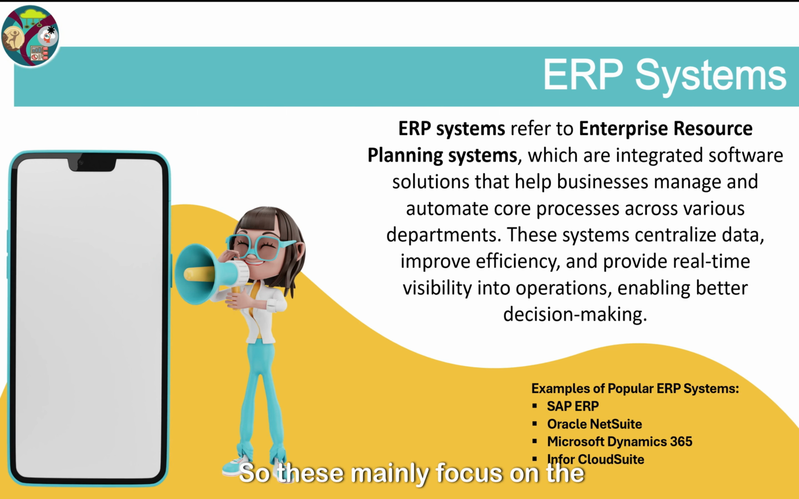So these mainly focus on the business process, whatever processes or principles we follow as part of that industry for their particular business. These systems take care of organization specific activities. Also, these systems centralize the data, improve efficiency, and provide real-time visibility to operators, enabling better decision making. The main theme of ERP systems is to automate accounting, budgeting and reporting. Enterprise level processes and policies will be taken care of.